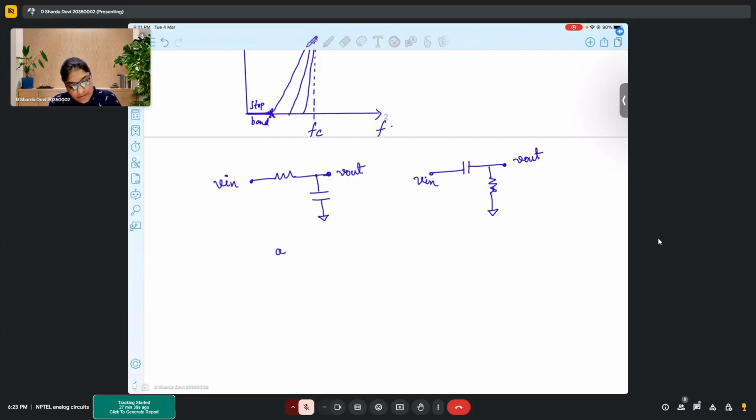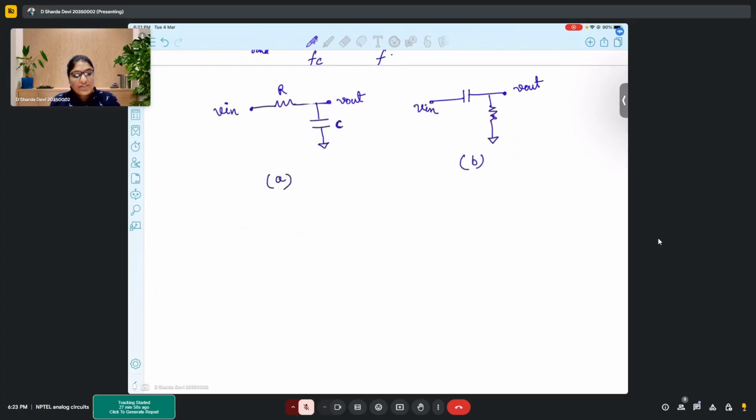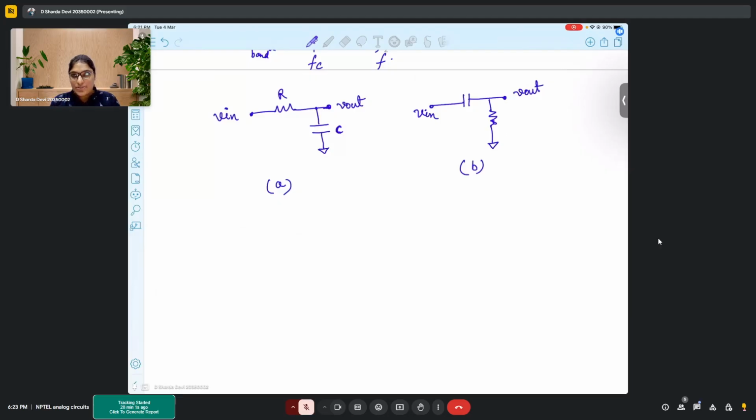Now, if I talk about, say, circuit A, in circuit A there is a resistor and a capacitor in series, but we are observing our output across the capacitor. Now in B, what I have done is I have simply interchanged my capacitor and resistor positions, right? We know a few behaviors about capacitors, because the capacitor is the only component which is frequency sensitive.